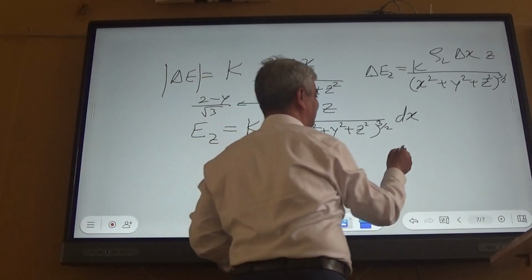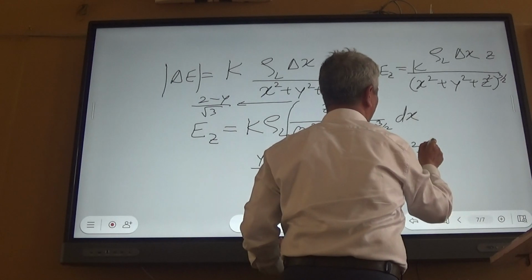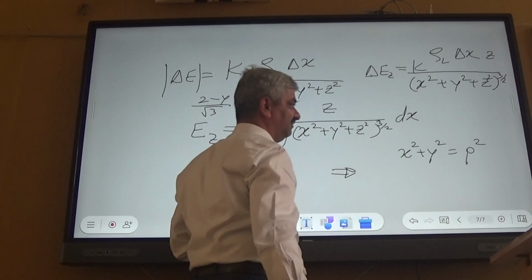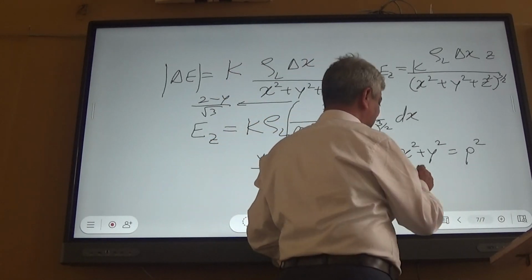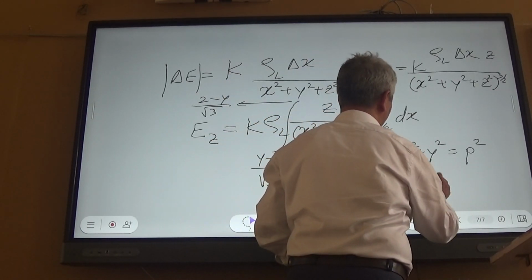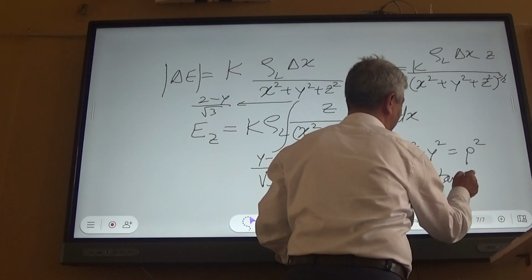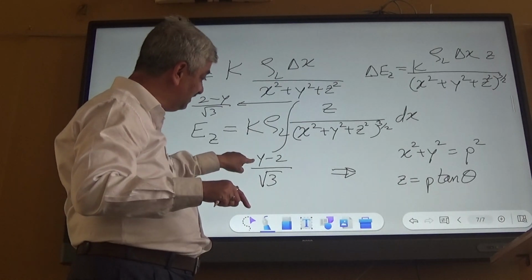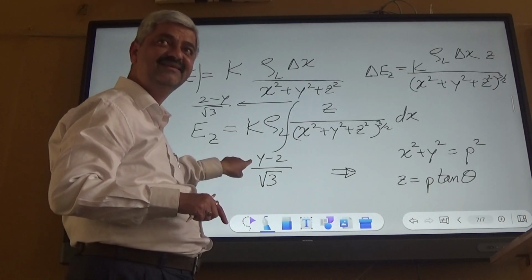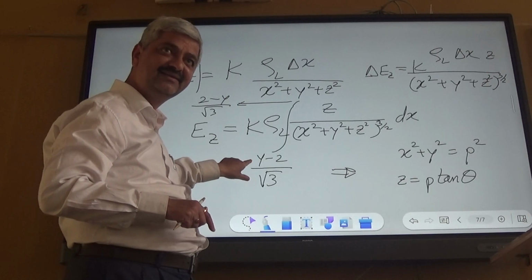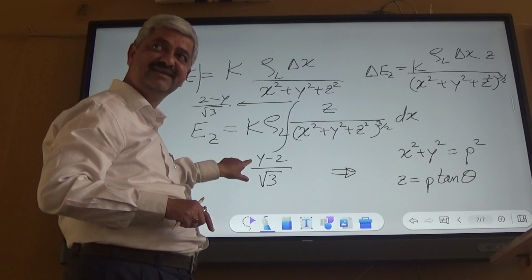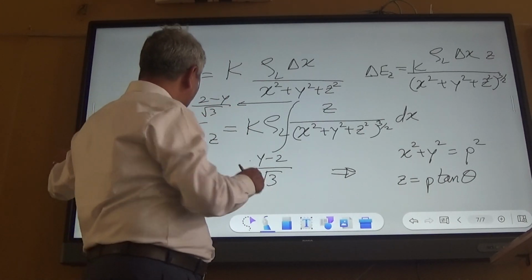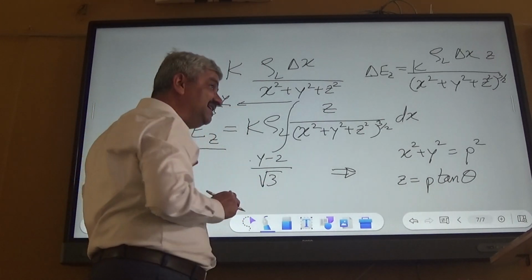What do you do? x square plus y square equal to p square. Right? Then z equal to p tan theta. The limits will change. In the limits also there is y. So that you need to take into consideration. So that would be Ez. So what is that Ez?